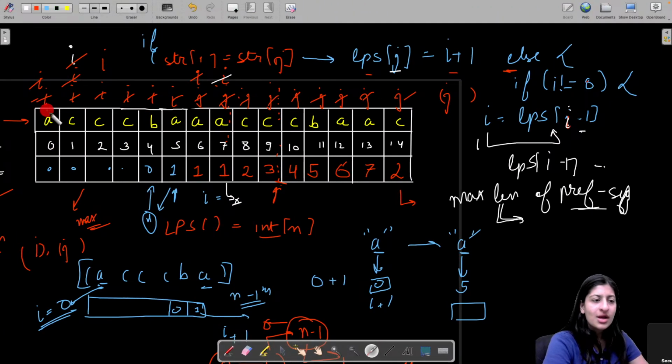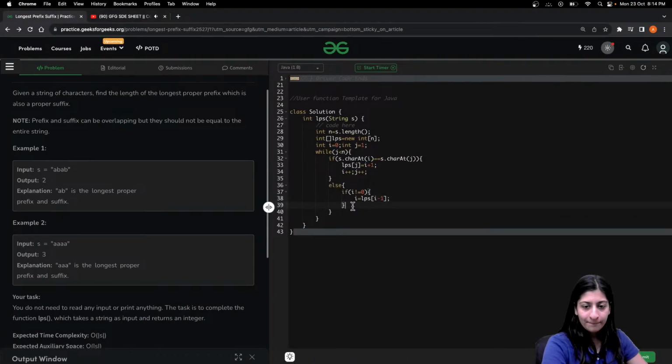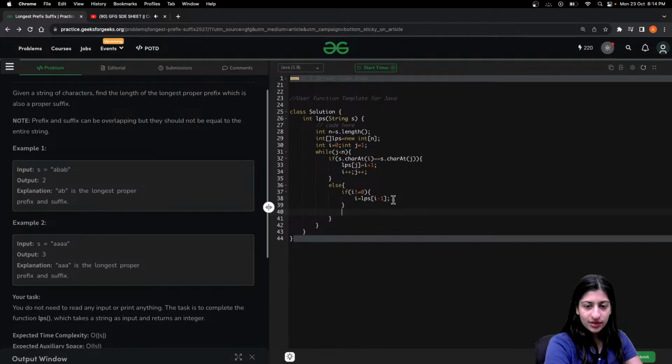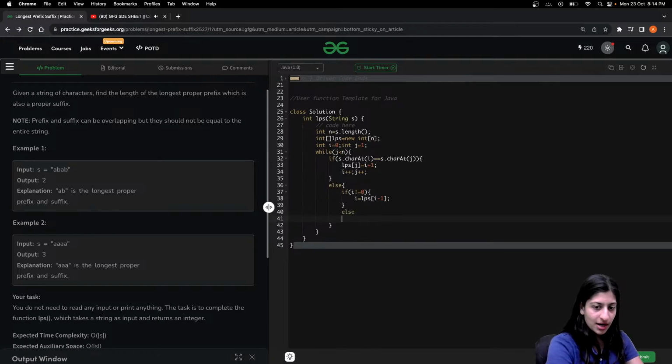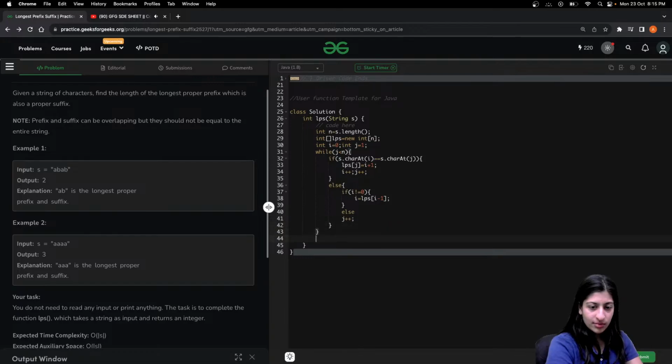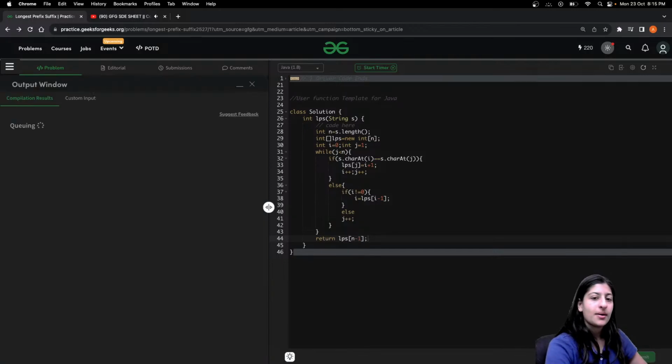If I is already at 0 and there is a mismatch, you cannot do anything. You have to start your prefix from I equal to 0 and it is already at 0. Simply increment j, like we were doing here. You started your j from this index, it was a mismatch, so you moved your j here. Then it was a mismatch again, you moved your j here, mismatch again, you moved your j here, and then it was a match, and then you were incrementing I and j and filling up the LPS array, correct? And once you have done this, in the else part you move j plus plus, and finally when you come out of the loop, you return the LPS of n minus 1th index value. Let's check.